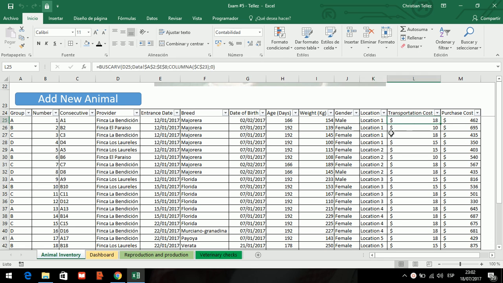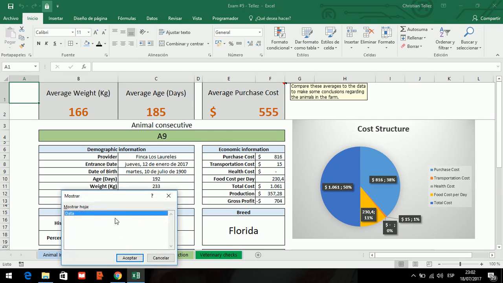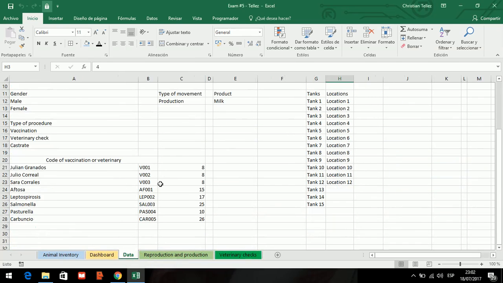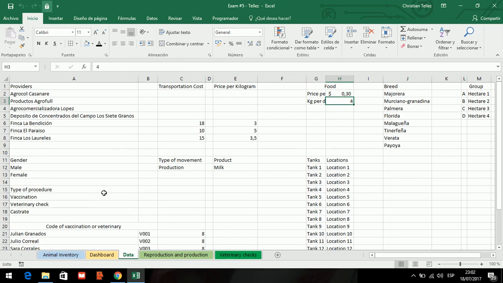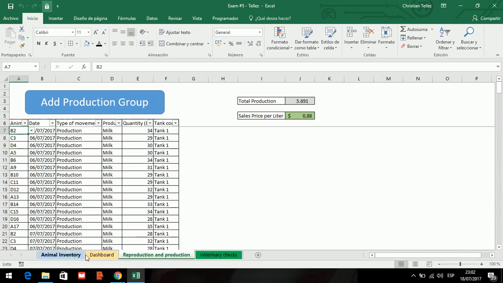We have a transportation cost and a purchase cost. We have this organized in a datasheet. If we see here, the datasheet is not shown. It is hidden at this moment because it has some information regarding the process of the farm and so on. We have here information regarding the providers, the transportation cost and price per kilogram for those animals. Okay, we can hide it right now.